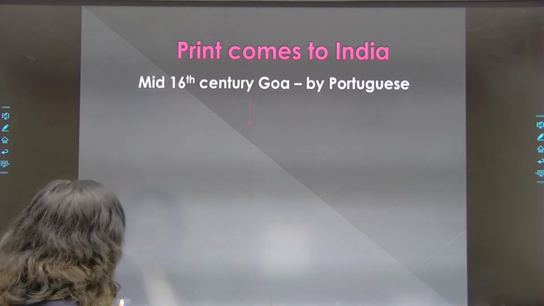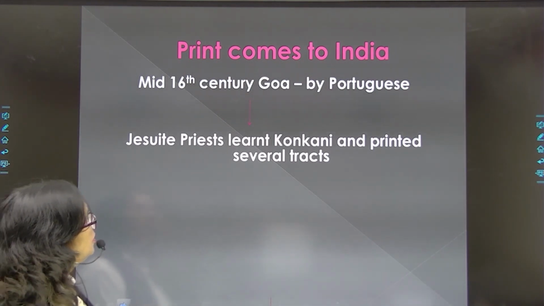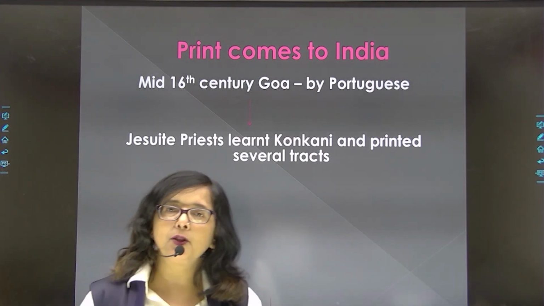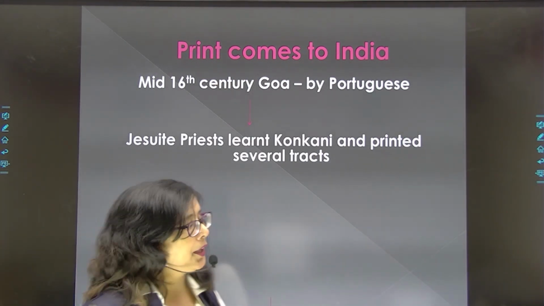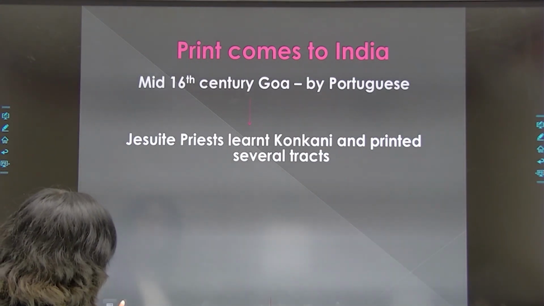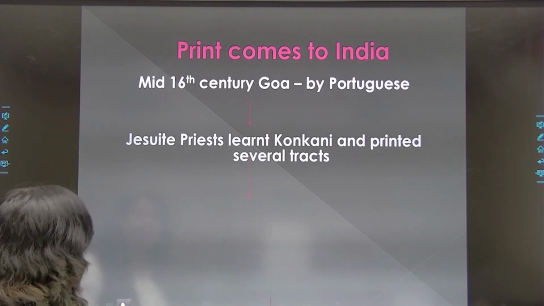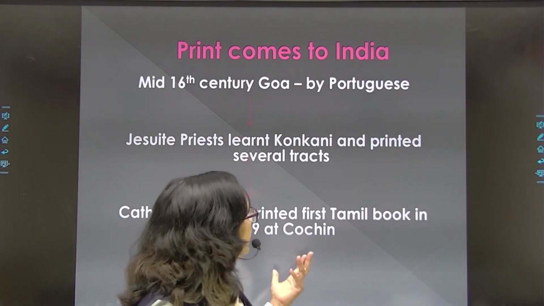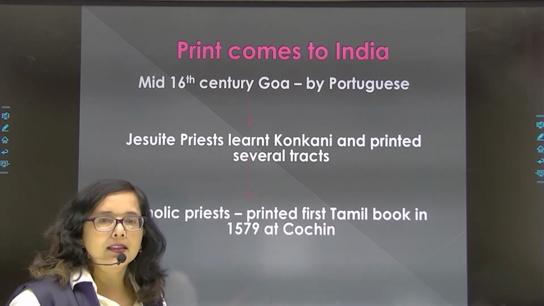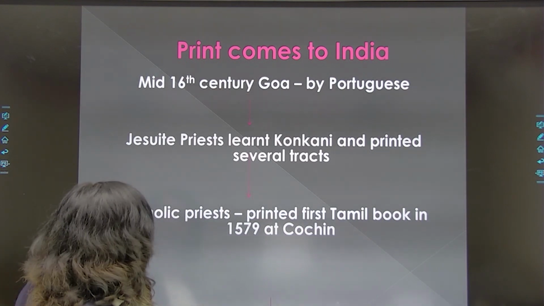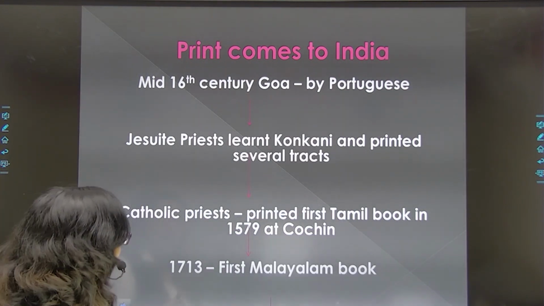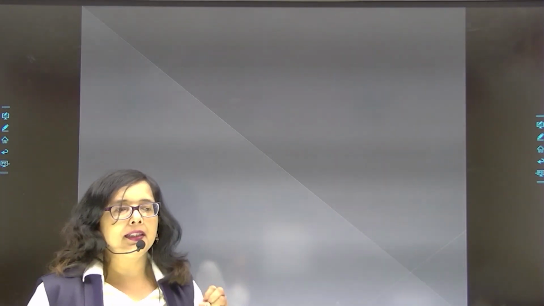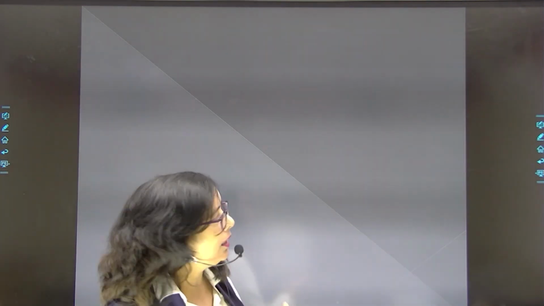So these Christian missionaries were Jesuit priests, they learned the local language of the people, which is Konkani in Goa, and then they printed several tracts related to Christianity in the Konkani language, okay. So this marked the introduction of print technology in India, and afterwards there were some Catholic priests also who came later on, and they printed the first Tamil book in 1579 at Cochin, and we had the first Malayalam books also published in India in 1713. So it was in South India initially, introduced by the Dutch and the Britishers.